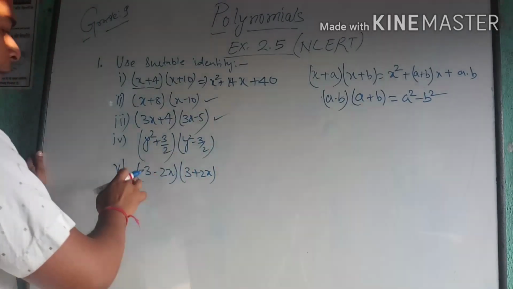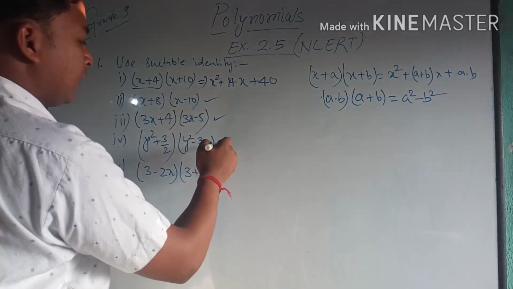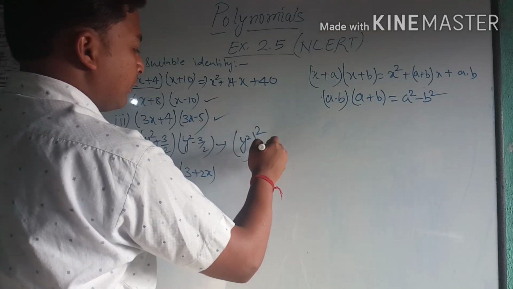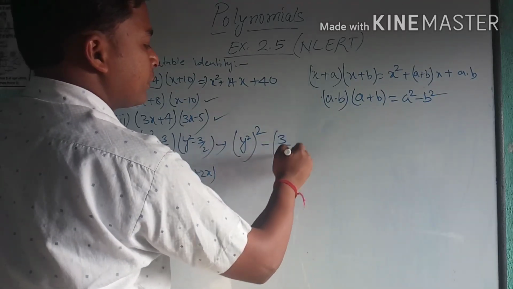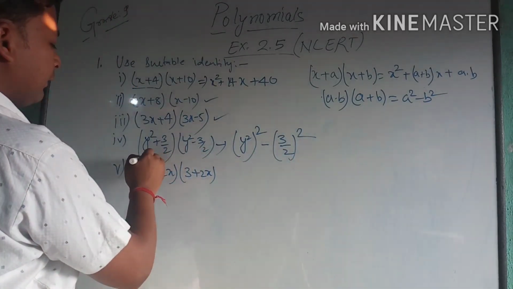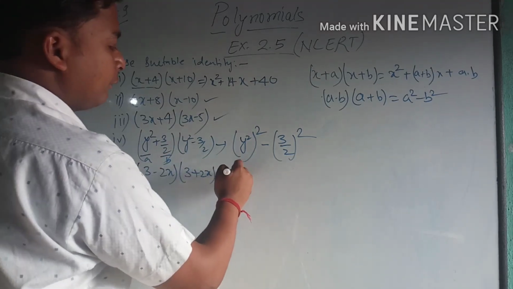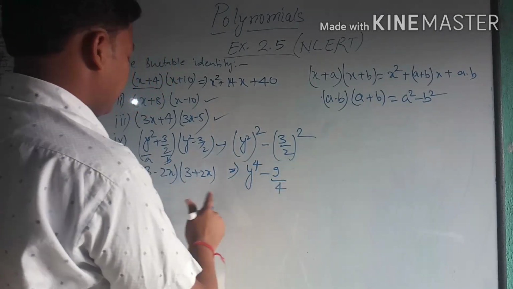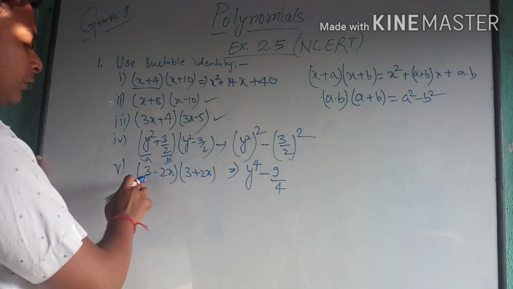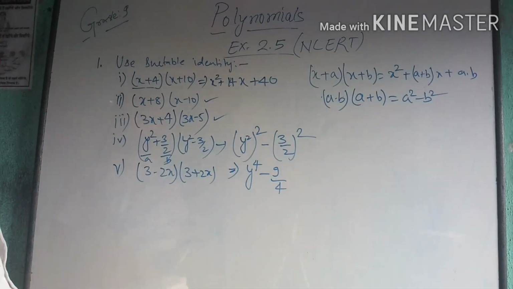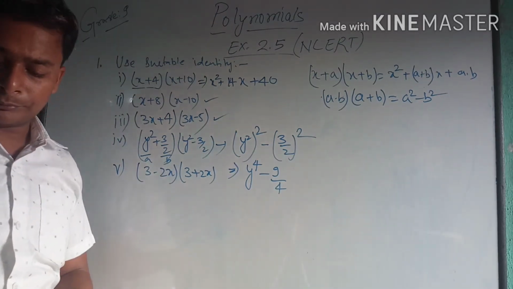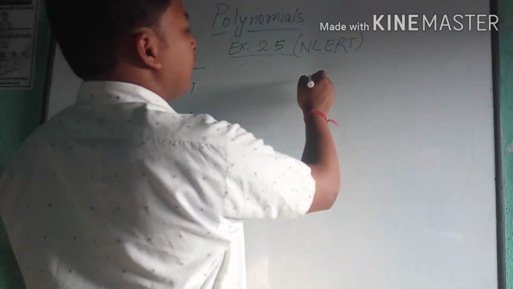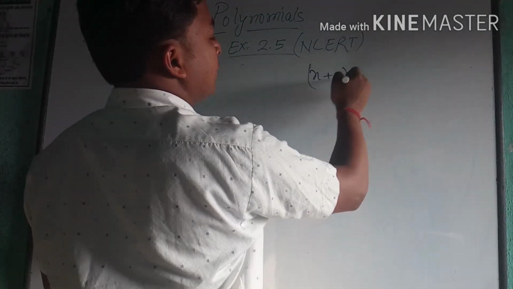Now if we go for this part, a plus b into a minus b, this is equal to a square minus b square, because this is our a, this is our b. What we can write? y raised to power 4 minus 9 upon 4. And this question is again similar to this one, a minus b, a plus b is equal to a square minus b square.